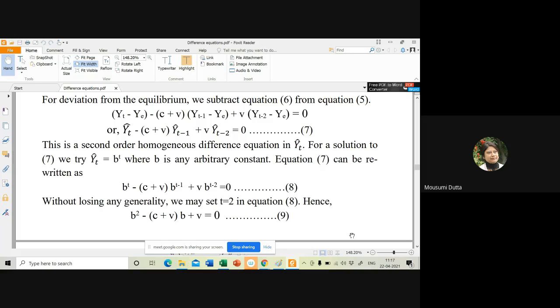So once we get equation number 9, and if you have no problem with equation number 9, what will be the next step?